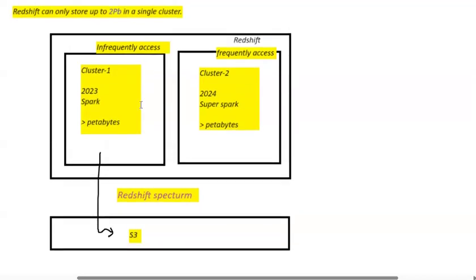In order to fulfill our needs under Redshift Spectrum, we just put our data inside S3. Whatever data is maintained by cluster 1, that is infrequently accessed data, we will put under S3. Since it is infrequently accessed data, we can even call this type of data cold data.